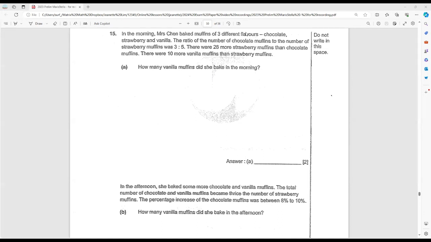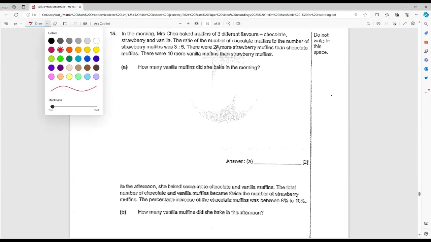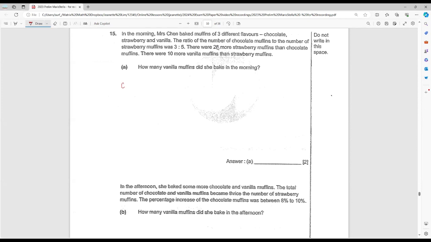Let's record down the information given first. There are 3 different types of flavors: chocolate, strawberry, vanilla. We have the ratio of chocolate to strawberry, which is 3:5. Then there were 28 more strawberry muffins, and 10 more vanilla muffins than strawberry muffins. For that, we'll draw a model, as in the ratio: 3 units for C, 5 units for S.